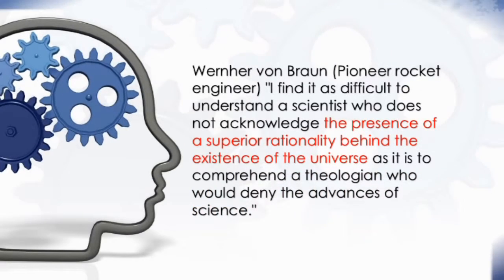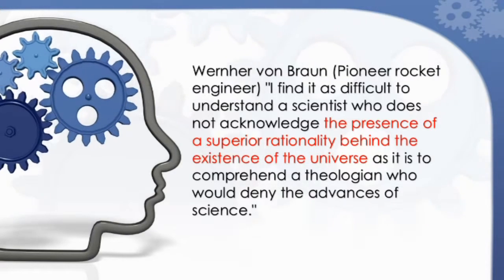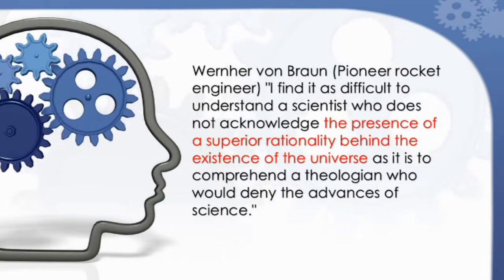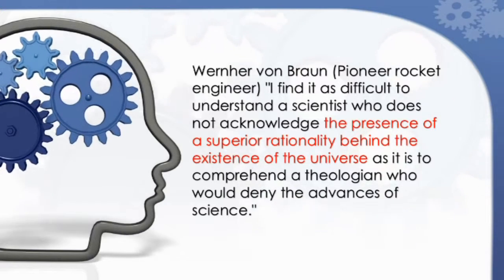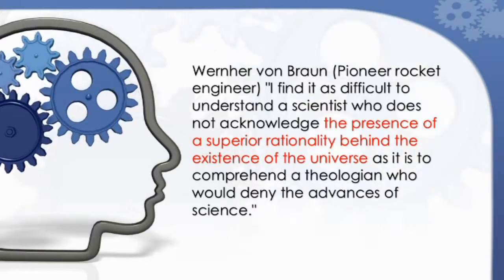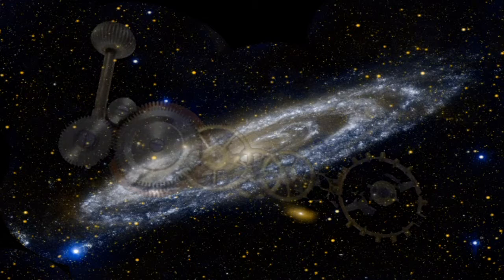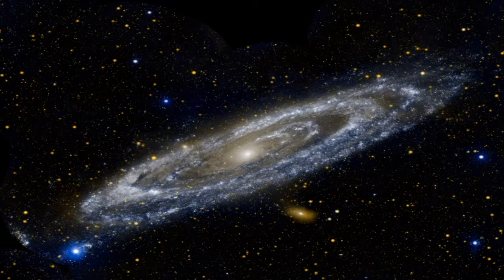Wernher von Braun said, "I find it as difficult to understand a scientist who does not acknowledge the presence of a superior rationality behind the existence of the universe as it is to comprehend a theologian who would deny the advances of science." These properties of our universe, called constants, have plainly revealed that our universe is intricately designed, and there is an undeniable function, indescribable precision, and incalculable complexity behind it all. These hallmarks of design lead us to the design argument.